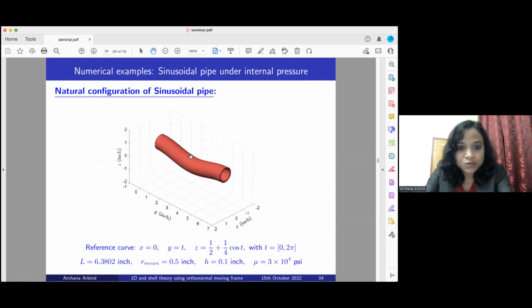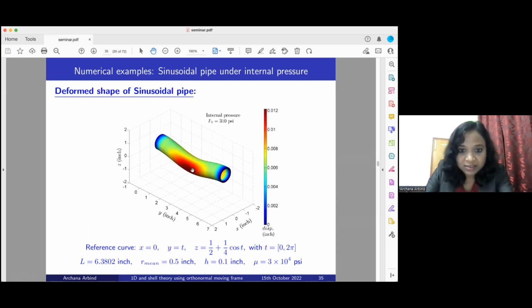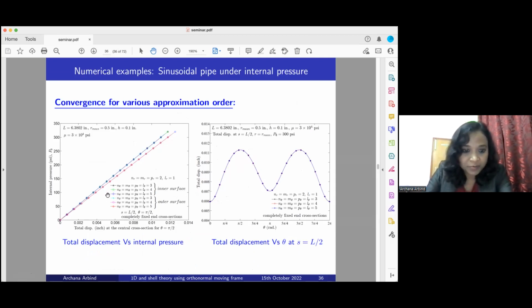Again, this is a sinusoidal pipe. Again, under internal pressure, this is the deformed shape. And I have compared the results for increasing order of approximation. It gives good, convergent results for the inner and outer surfaces.